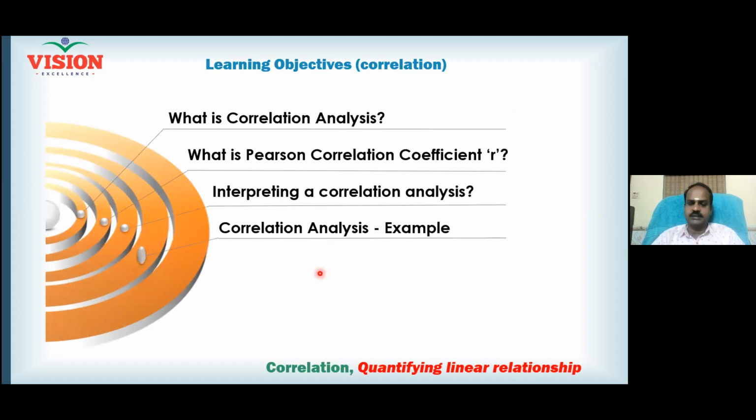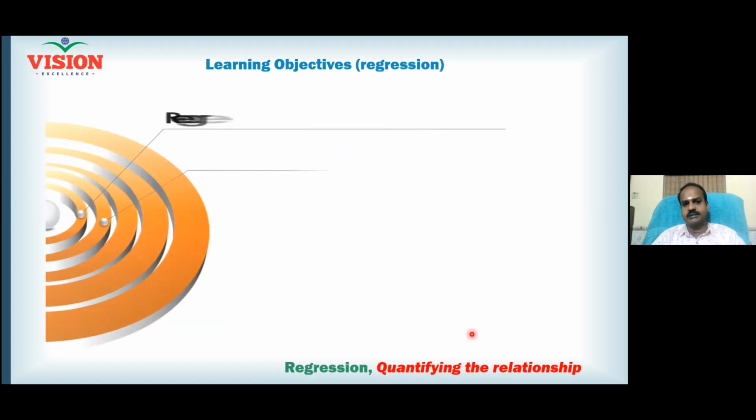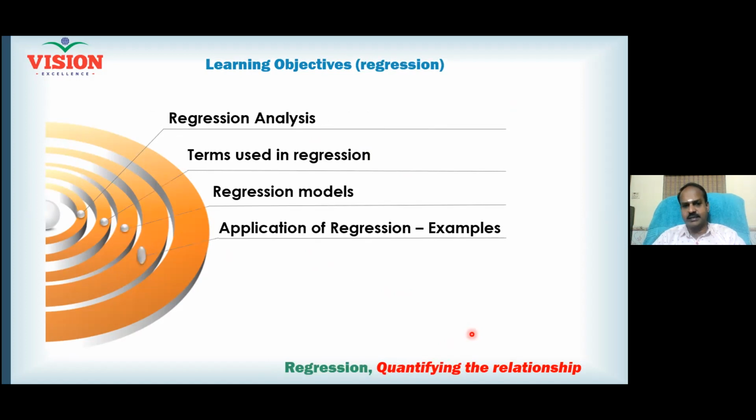So what is correlation analysis and what is the Pearson correlation coefficient and how to interpret the report of a correlation analysis, and then we'll also see an example. So basically correlation helps us to quantify the linear relationship, right? And similarly regression, what is regression and some terms used in regression. And then in regression there are models like the linear model, quadratic model and cubic model and so on. So how to choose the best model so that our fit of the regression will be perfect, right? And then we'll also see an example.